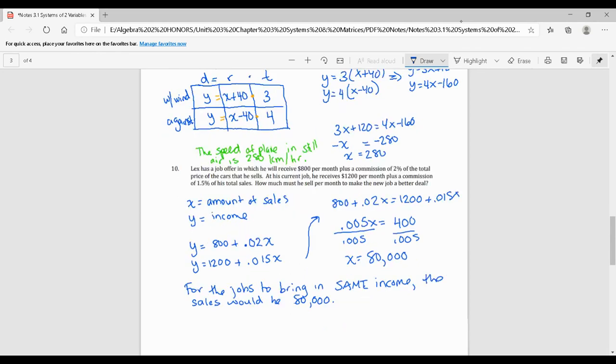So what does that mean? So the question says, how much must he sell to make the new job better? So this means Lex must sell more than $80,000 in sales. For it to be better.